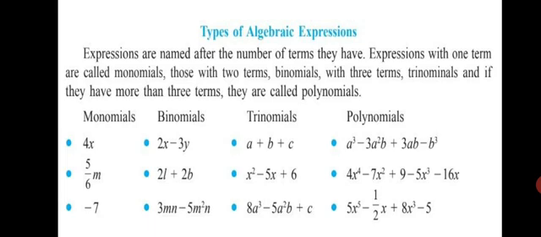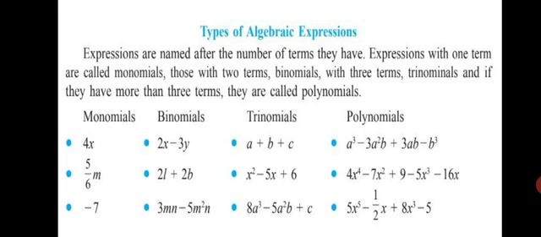So now, types of algebraic expressions. Expressions are named after the number of terms they have. Expressions with one term are called monomials. Those with two terms, binomials. With three terms, trinomials. And if they have more than three terms, they are called polynomials.